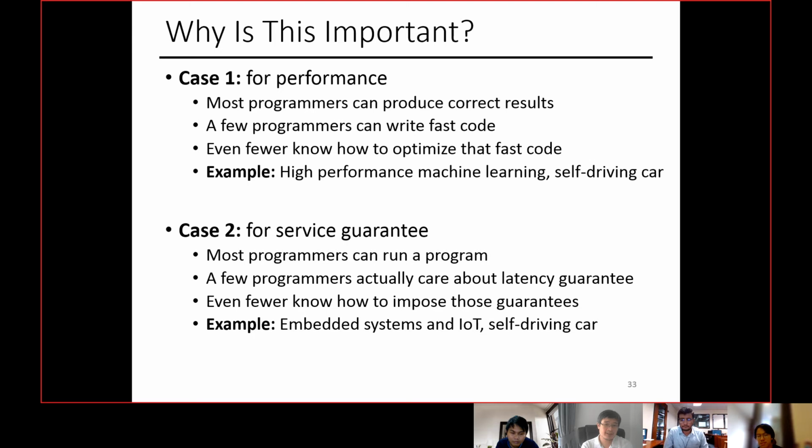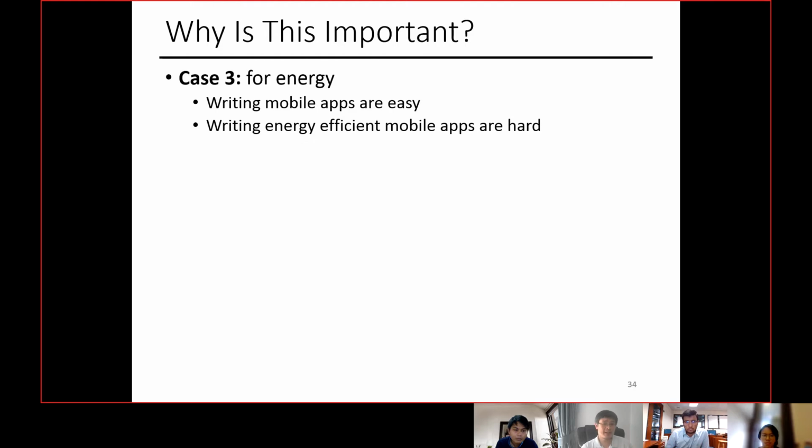Service guarantee is more like your self-driving car example, where can I guarantee that I'm going to finish detecting, is that a cat, is that a human, is that some random sign before I hit that object, right? How can I guarantee I'm going to finish my function calls, or my program runs, in a certain amount of time? For energy, writing a mobile application, this is extremely easy.